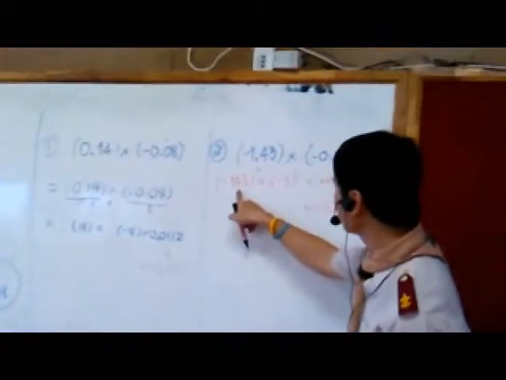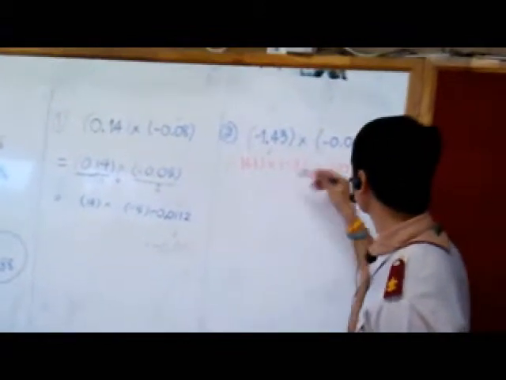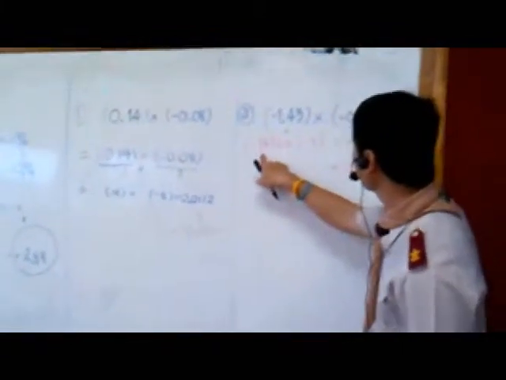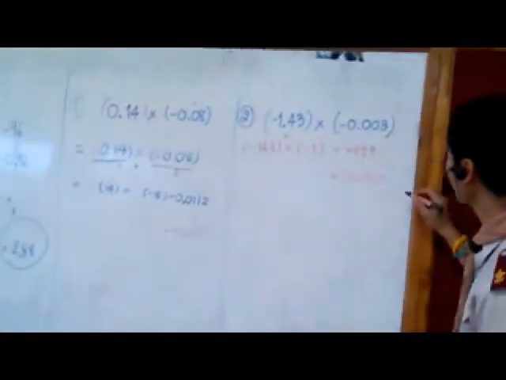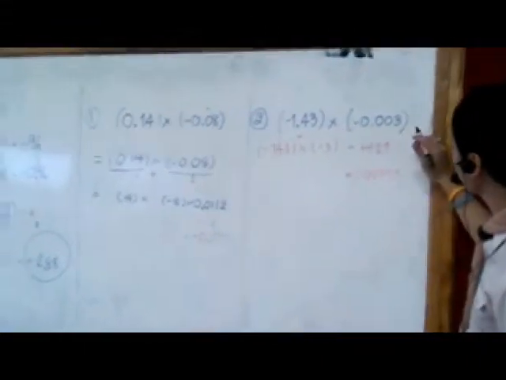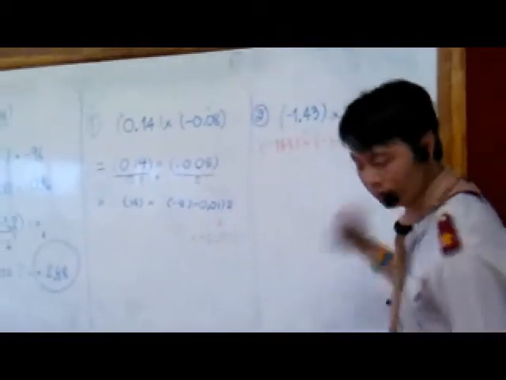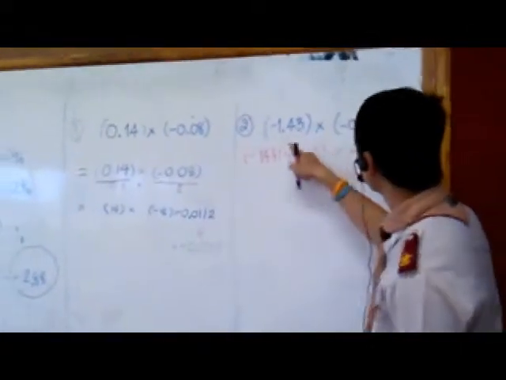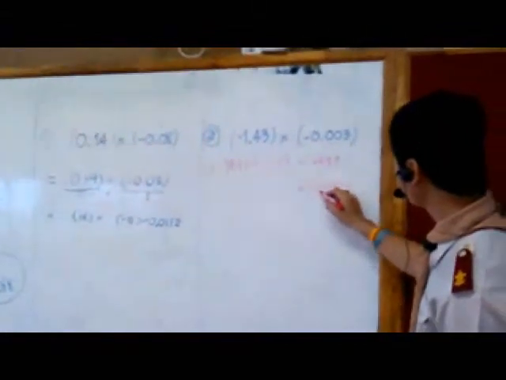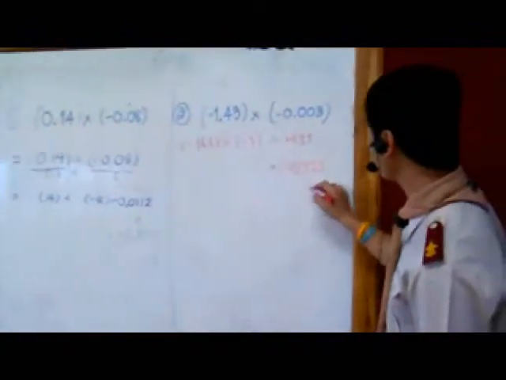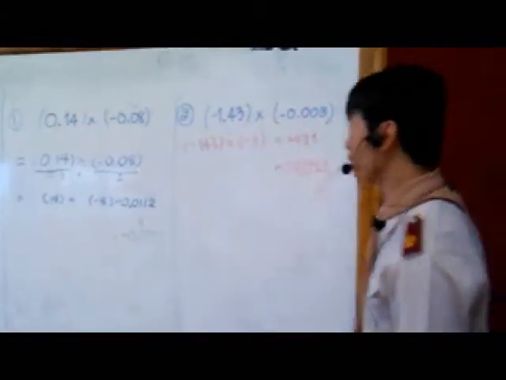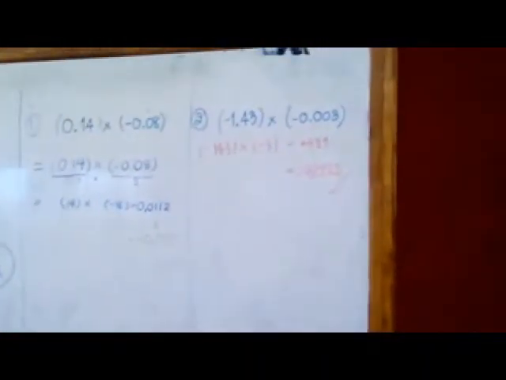3 times 3, 9. 3 times 4, 12. 3 times 1, 3, 4. How many places of the first number? Two. The second number? Three. Two plus three, how many places of the answer? Five places. One, two, three, four, five. Or zero. Negative times negative, positive. Okay. Thank you.